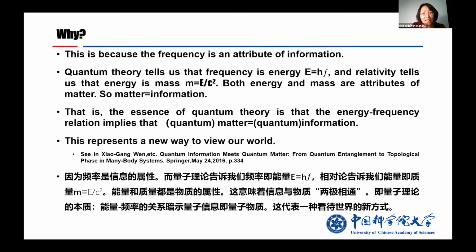Quantum theory tells us that frequency is energy, that E equals hf, and relativity tells us that energy is mass, that m equals E divided by c squared. Both energy and mass are attributes of matter, so matter equals information. That is the essence: the energy-frequency relation implies that quantum matter equals quantum information. This represents a new way to view our world.